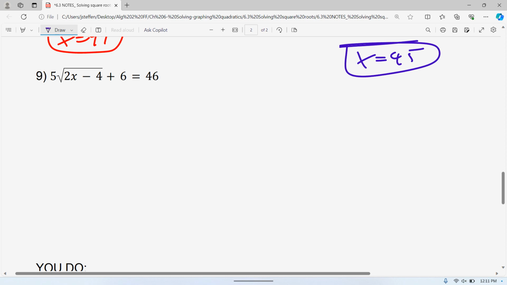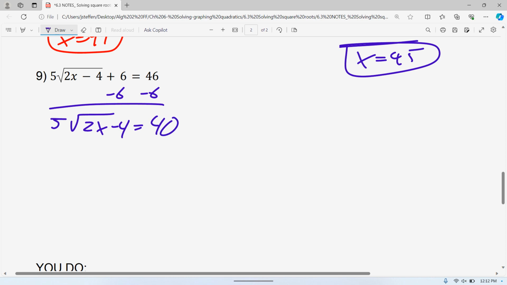Go along with this, but don't make it harder than it is. Get rid of all the stuff that's outside your square root. So the 6. The 5 then we can get rid of. So divide both sides by 5. We have the square root of 2x minus 4 is equal to 8.